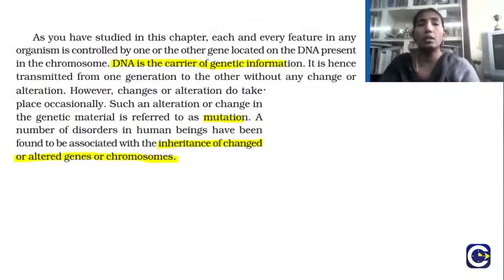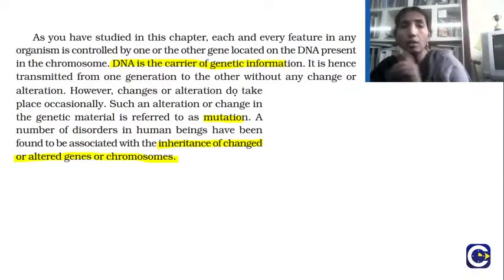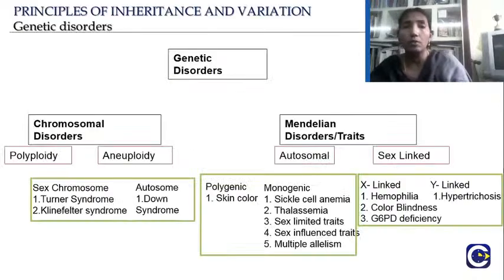Now we all know that any organism is controlled by genes. And where is the gene located? In the DNA. So the DNA is the one which gives the genetic information. If there is any alteration in the genetic material, superb, Aditi, we call that mutation. So there are a lot of factors associated with inheritance or altered genes or chromosomes. We'll see what.